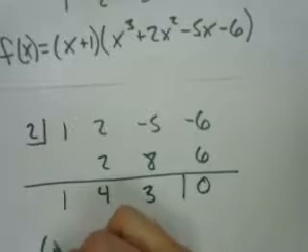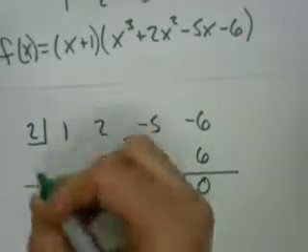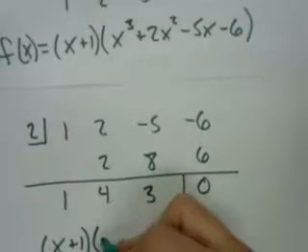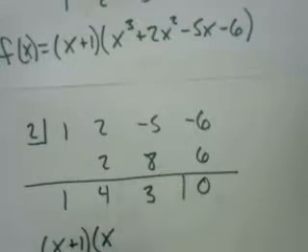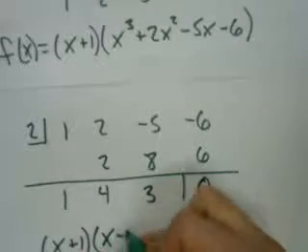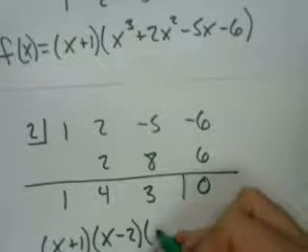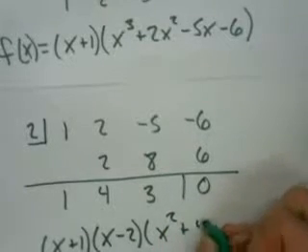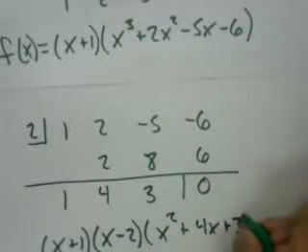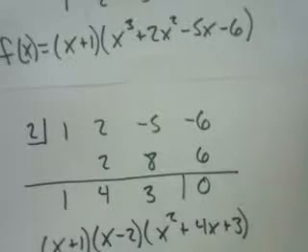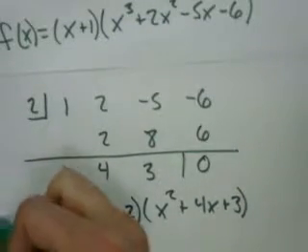So I can say this is x plus 1. Again, flip the sign as you place it in. This is x minus 2, that's x equals 2. Again, flip the sign. And then we have this x squared plus 4x plus 3. And this is our f of x.